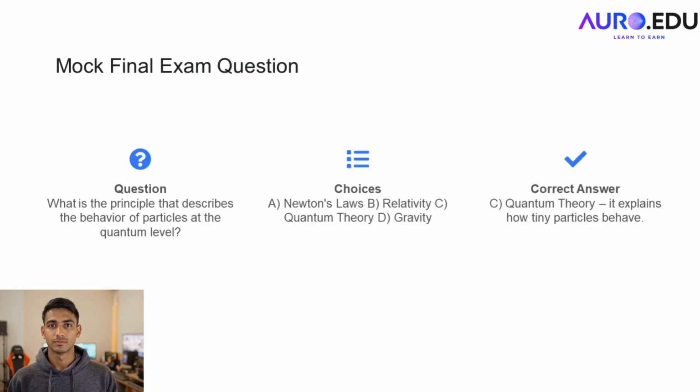Here's your mock exam challenge. You've learned all about how weird the quantum world can be. Now tell me, what's the name of the principle that explains how those tiny particles behave? Think about superposition, entanglement, and all the other quantum magic. Got it? If you picked quantum theory, you nailed it.